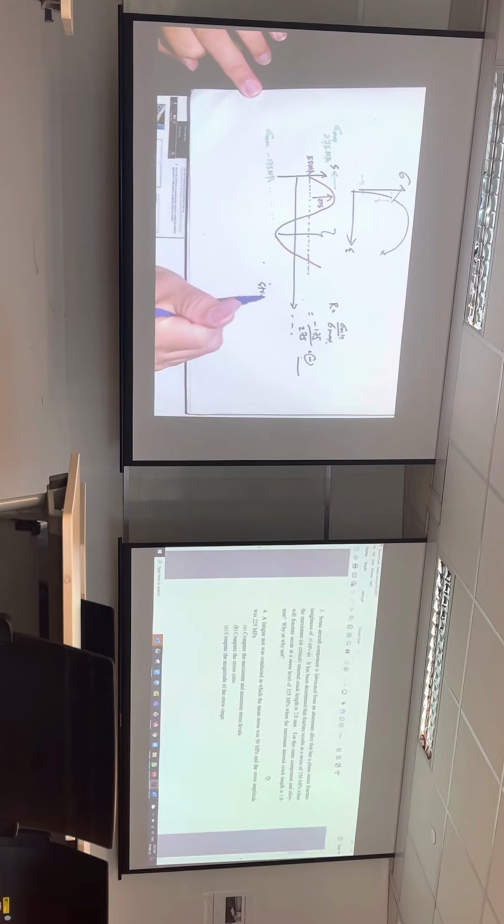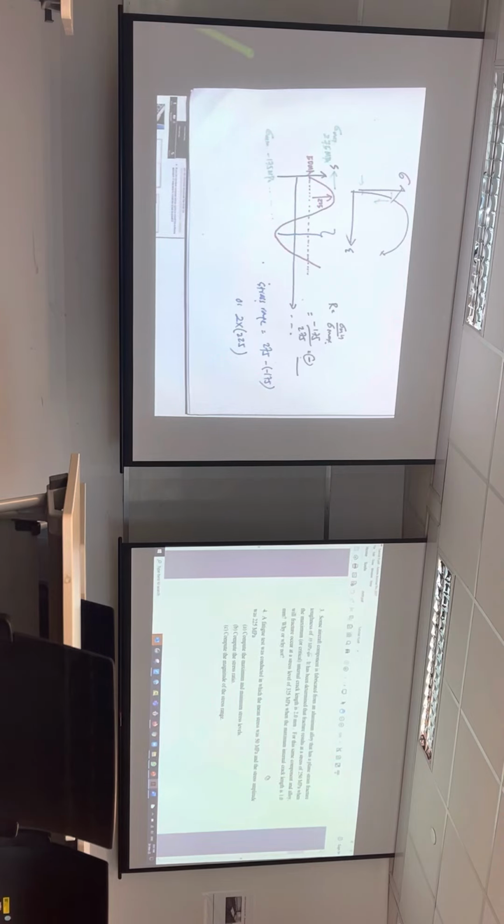Stress range. This is a different method: 275 minus the minimum, or the formula, which is 2 times the amplitude. Very simple.